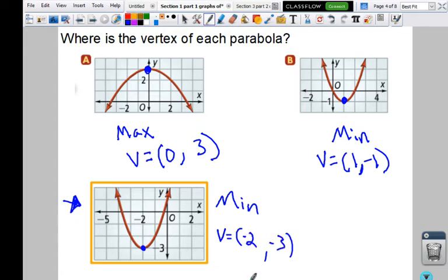Alright. And don't forget, that actually does remind me, whenever you talk about vertex, it is an x comma y, so you need your parentheses.